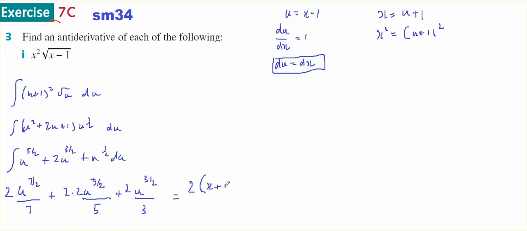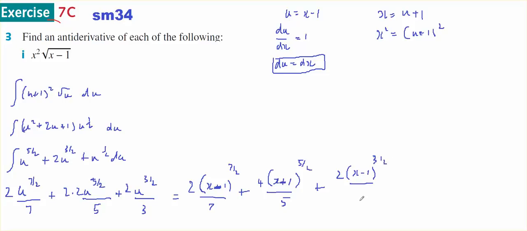Which gives me 2(x plus 1) to 7 on 2, all on 7, plus 4(x minus 1) to the 5 on 2, all on 5, plus 2(x minus 1) to the 3 on 2, all on top of 3. And that's going to be my answer.